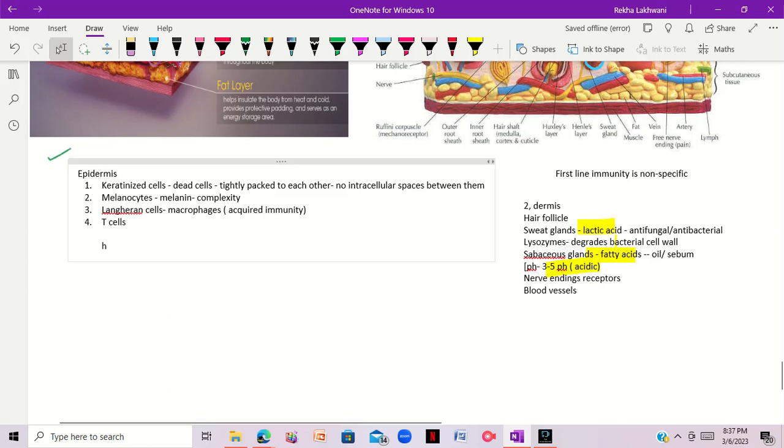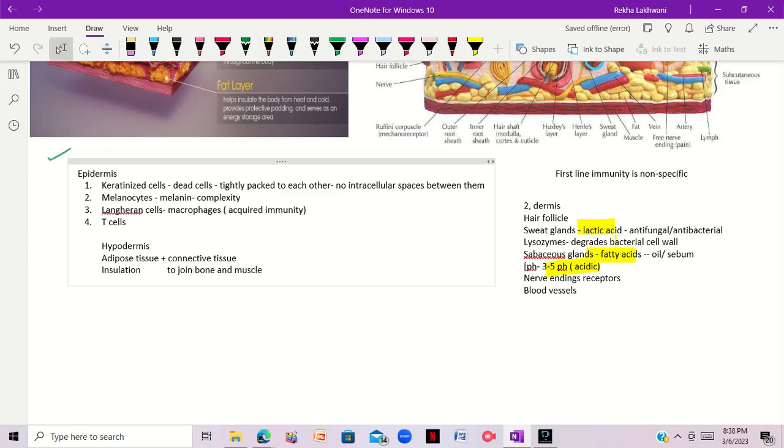Okay, now let's talk about the third layer, which is hypodermis. Basically, this hypodermis is the last layer, and it is made up of adipose tissue and connective tissue. This adipose tissue helps in the insulation, and this connective tissue helps to join bone and muscle, right?